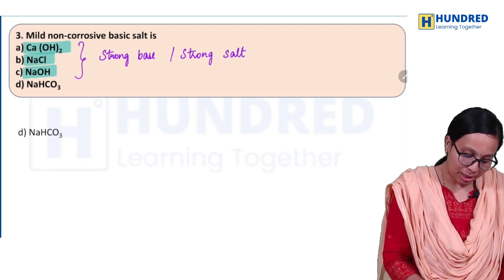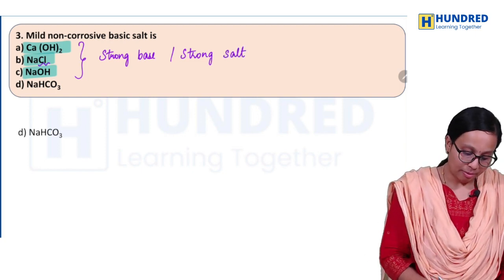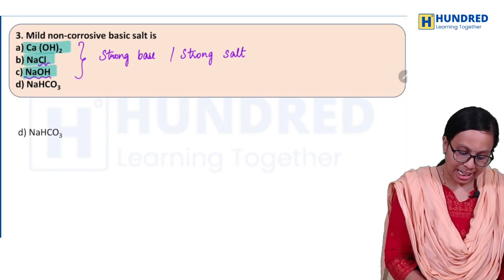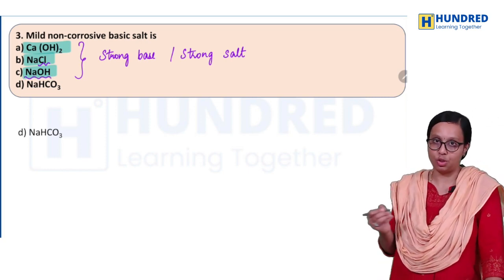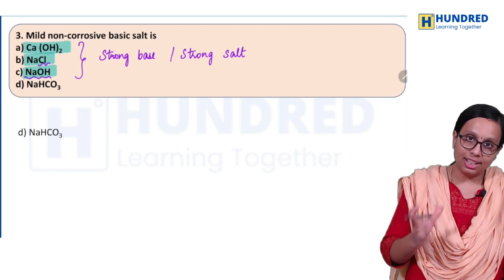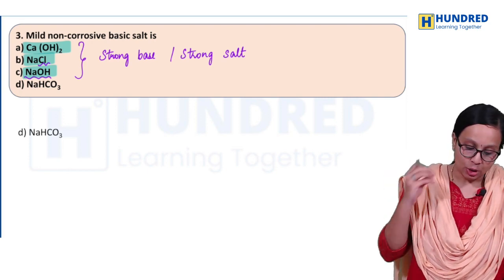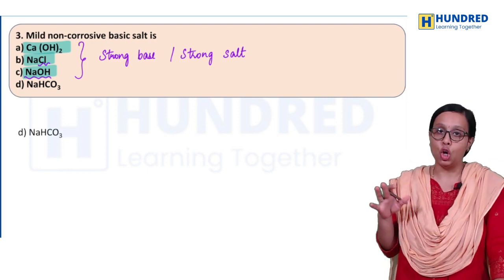Say NaCl, it's made up of HCl, which is a strong acid. Okay, and then NaOH is a strong base. It is one of the strongest bases. So it's made up of either a strong acid or a strong base, so they are not mild and non-corrosive.